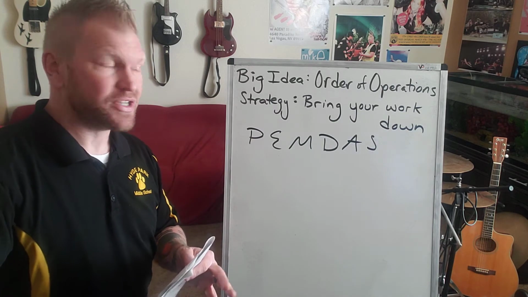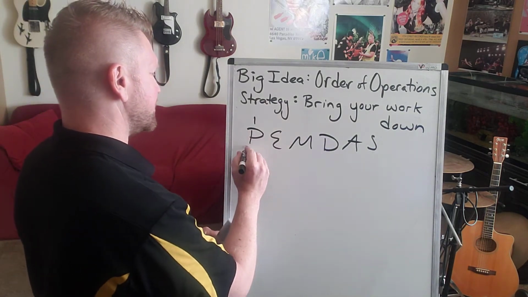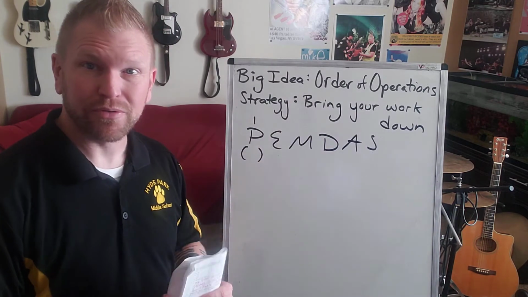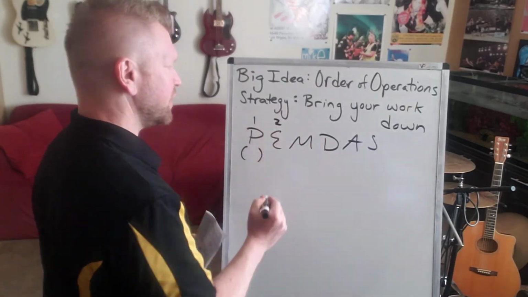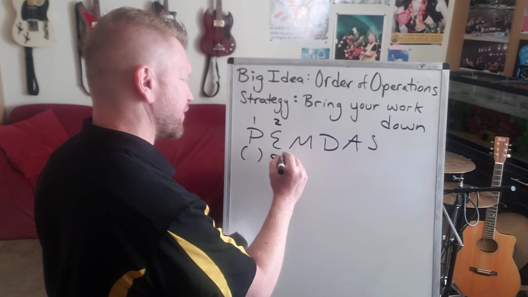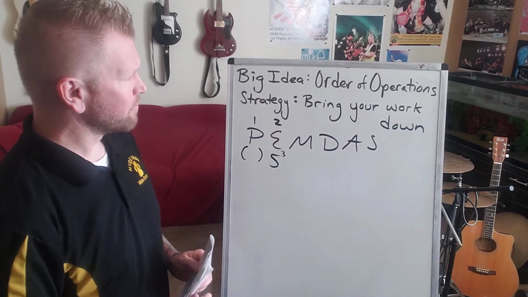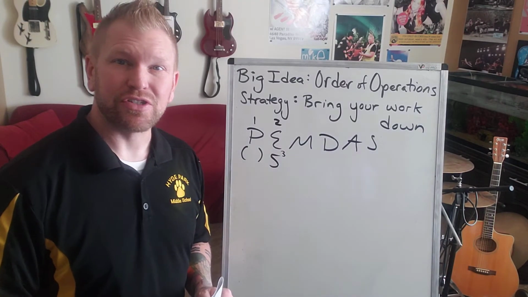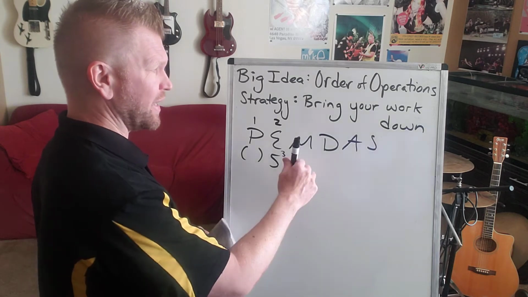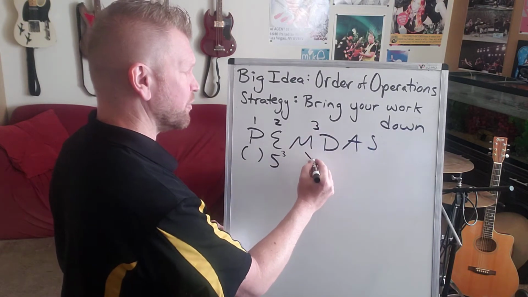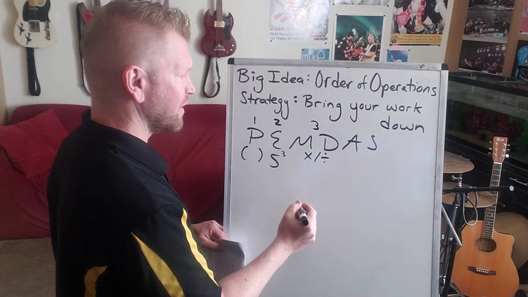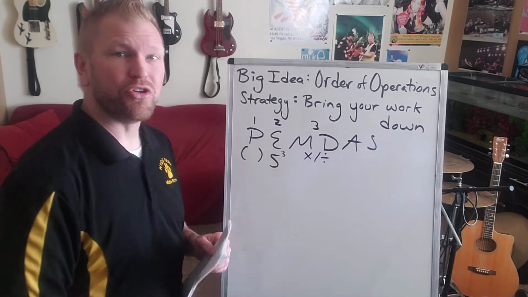In the order of operations, step 1 is parentheses, or any grouping symbol. Step 2 is exponents, like if you have 5 to the 3rd power. Now here's the part that's confusing for some people. Step 3 is not multiply. Step 3 is multiply and divide. So step 3 is two things together, multiply and divide.